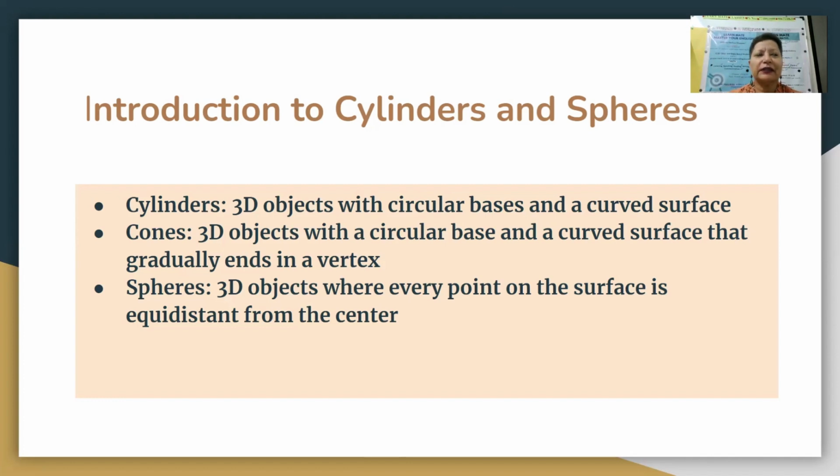Finally, a sphere. A sphere is nothing but your ball that you see anywhere and everywhere. A globe is an example of a sphere. So it is a 3D shape where every point on that surface is going to be equidistant from the center.